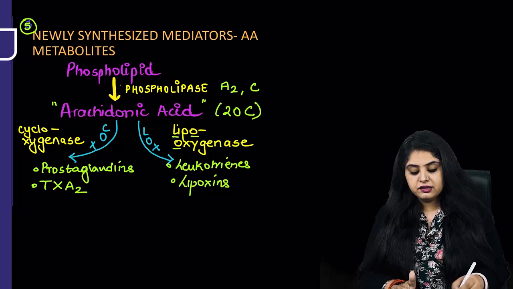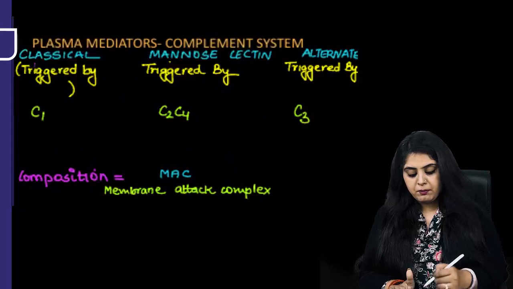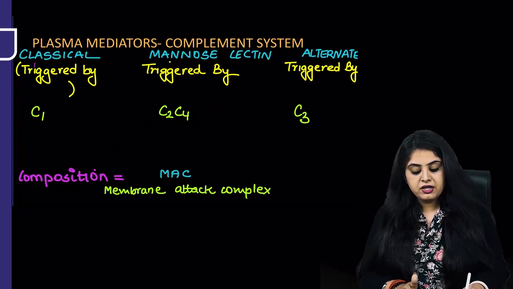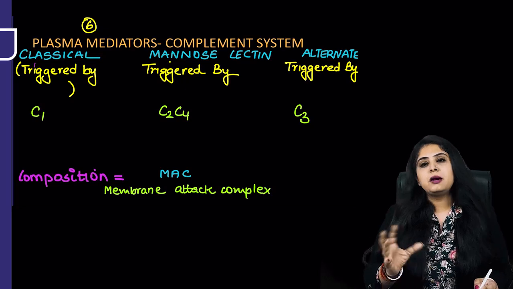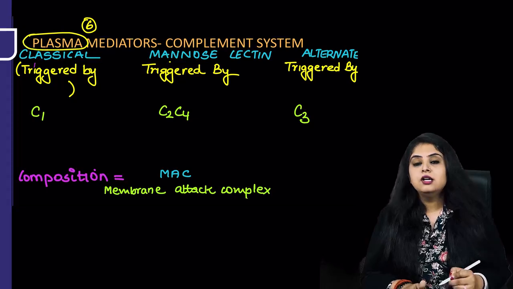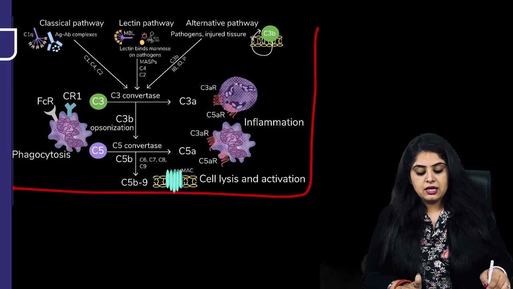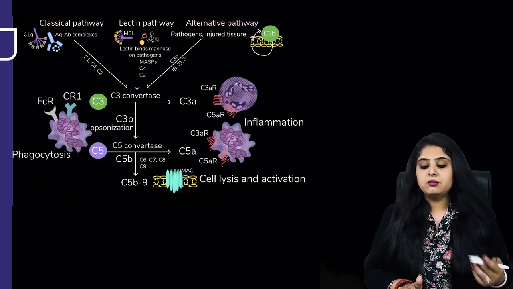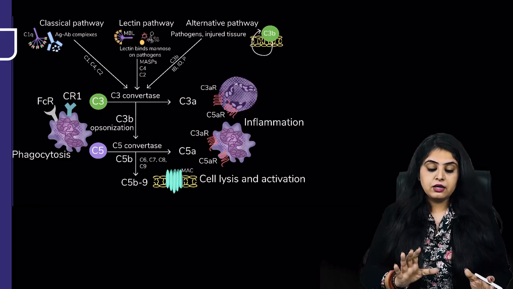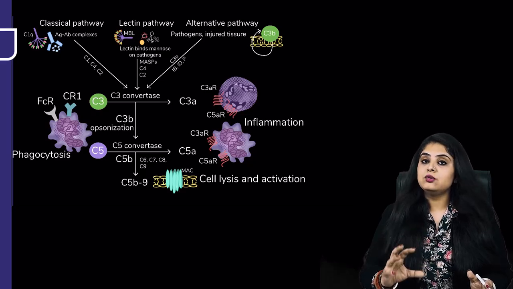The last newly synthesized mediator that you have to know is the very, very famous complement system, right? So these are something which is partly newly synthesized, partly there in the body always. And where are they present? They are present in the plasma. So what is the complement system? I'm sure all of you have seen this flowchart in biochem, in path, in micro, in medicine. It's very complicated. So right now in the rapid revision, I'm not going into the complications of this. I'm making it into a simpler version.